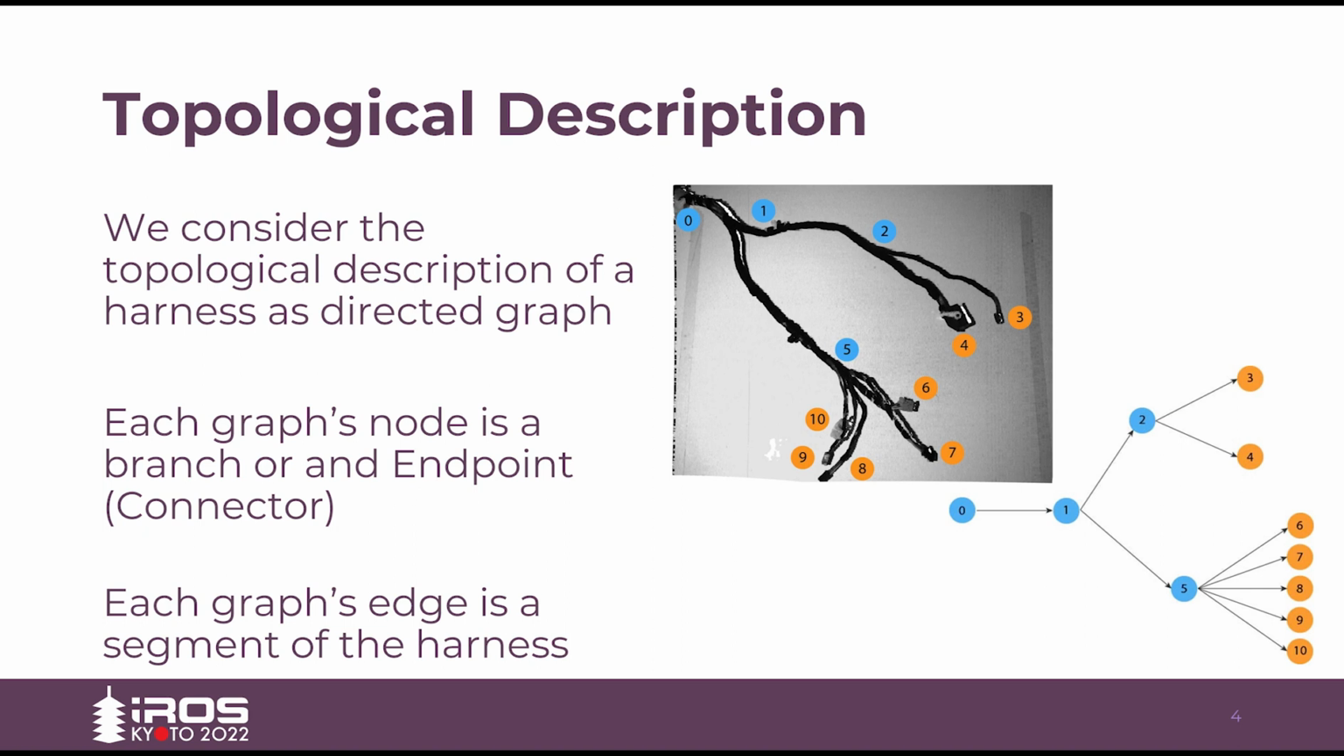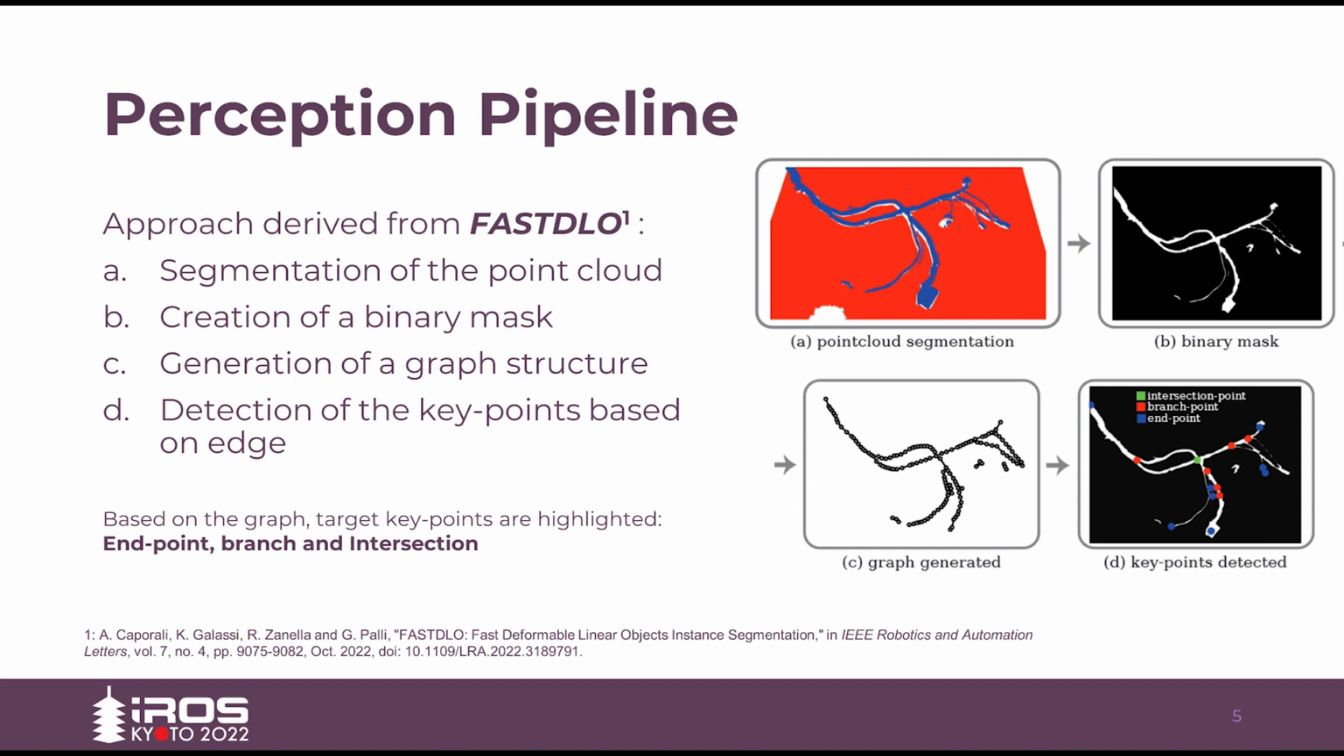Using the same concept, we developed the perception pipeline that, starting from a 3D point cloud, creates a binary 2D image, and after that a graph representing the harness in the scene. The algorithm is derived from FastDLO, accepted at the Robotics and Automation Letters and presented at IROS 2020. From the graph structure, we obtain a list of key points divided into endpoints, branches, and intersections.